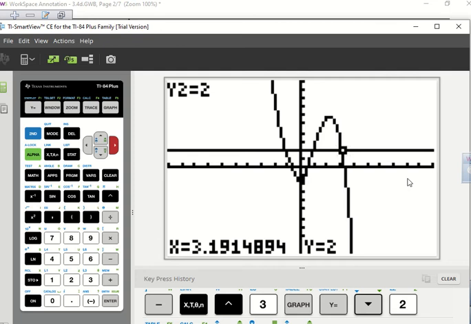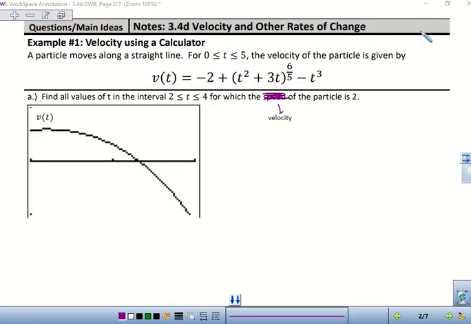Okay, so did you all get to see these 2 points right here? Okay, so it says that we're looking from the interval for t from 2 to 4. So which of these 2 values do we care about? This one at 0.86 or this one at 3.2? 3.2. So on your homework, or your notes, you're going to write 3.2. So our t at 3.2 has a velocity of 2.